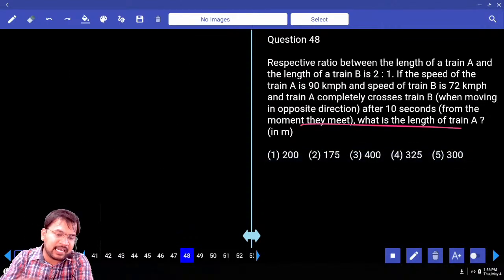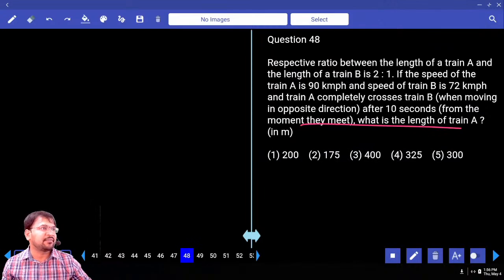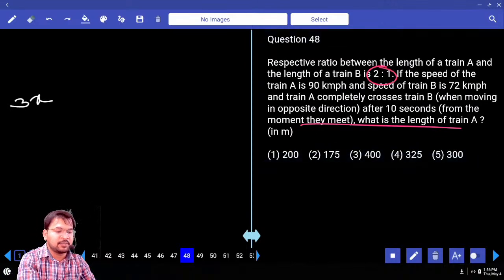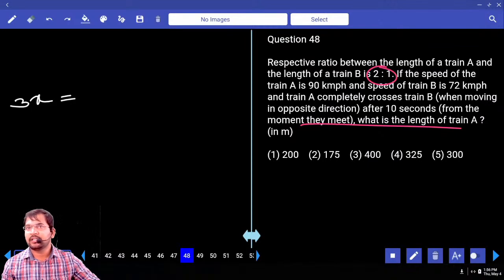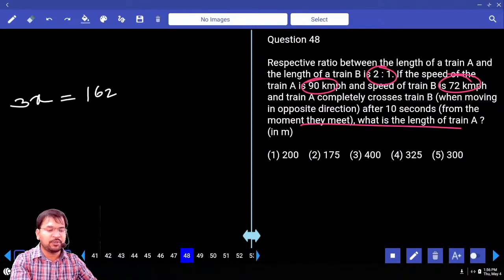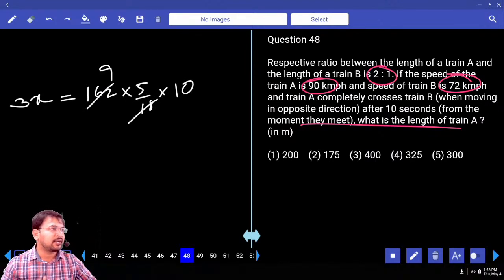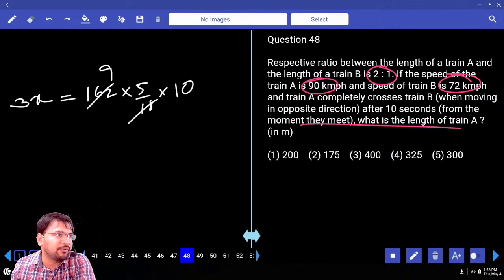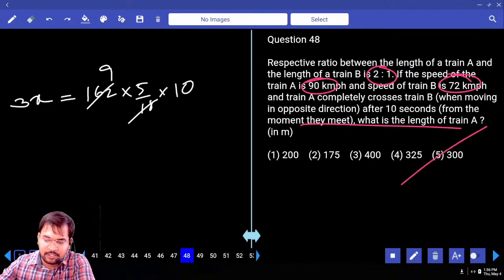Whenever one train is crossing another train, the distance is nothing but length of train A plus length of train B, na. Together that is 3 parts, 3x. That is equal to distance, which is nothing but speed into time. Speed is relative speed. Which direction? Opposite direction. 72 plus 90, 162 into 5 by 18. How many seconds? 18 1s are 18, 9s are 9, 5s are 45. 45 10s are 450, which is 3 parts. Each part is 150. They are asking the length of train A. Length of train A is 2 parts now. So 2 into 150. Your answer is 300.